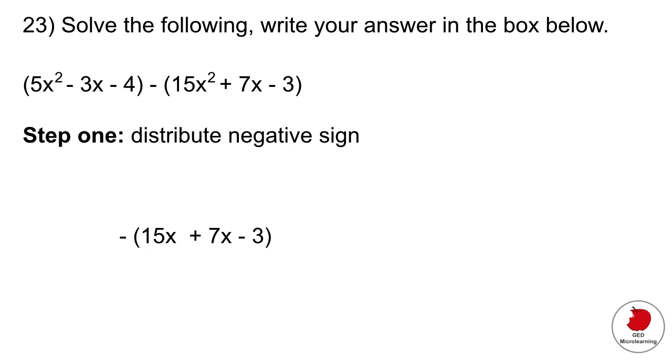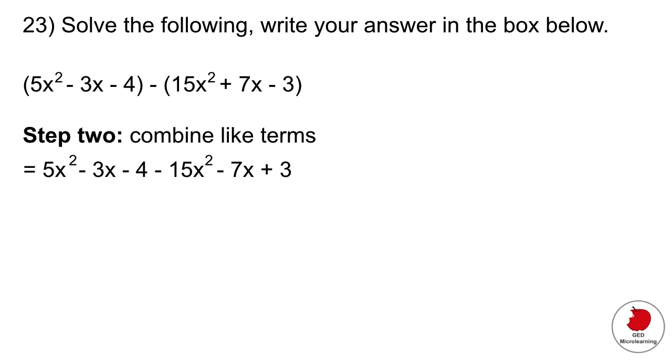15x squared. I'm sorry, I missed the square bit there. So what you want to do is multiply that negative sign by that 15x squared. You also want to multiply that negative sign by the 7 and by the minus 3. So you would end up with 15x squared, I apologize again, I missed that number, minus 7x, and then plus 3, okay? Because remember that when you multiply a negative number by a negative number, it gives you a positive number. So minus 3 is actually plus 3.